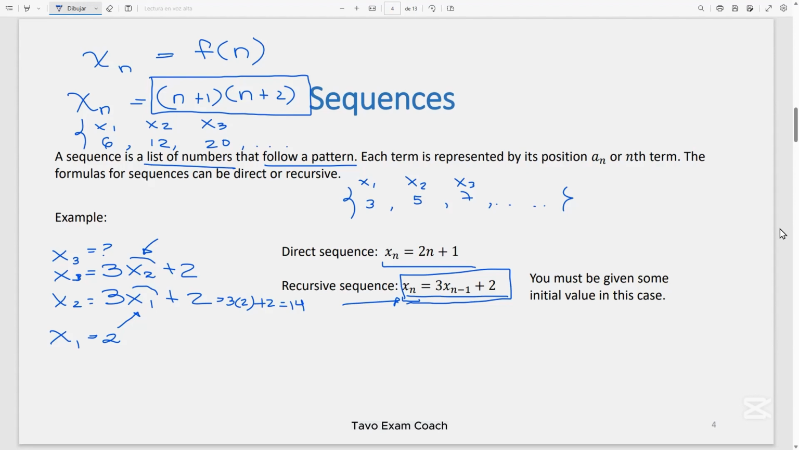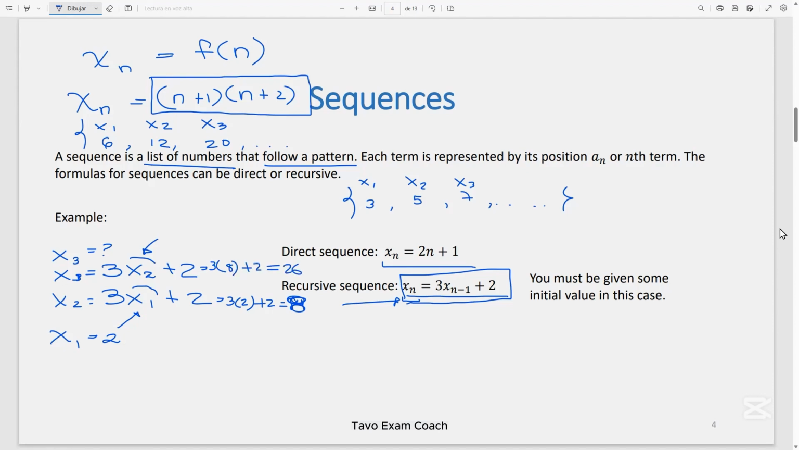Okay? Sorry, 3 times 2 is 6 plus 2 equals 8. 8 is the value of the second term. So what about the third term? Okay, you would have to multiply, right? 3 times 8 plus 2. That is to say 26.